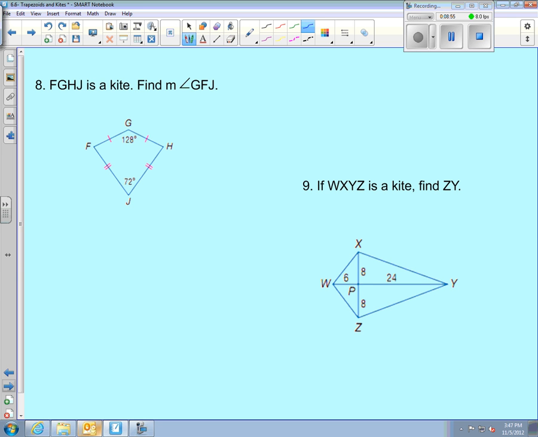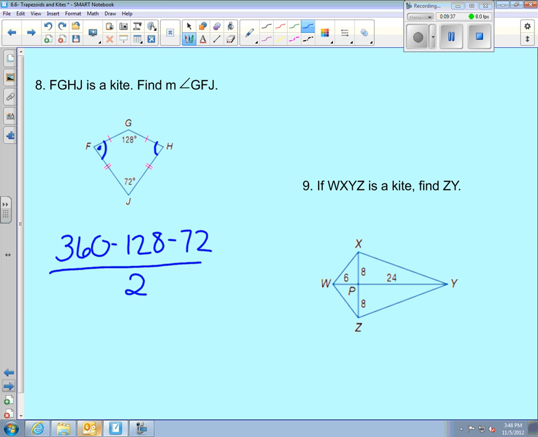All right, so let's take a moment to look at 8 and 9, and I'll just help you get them set up, and then they'll be for tomorrow. FGHJ is a kite. Find the measure of GFJ. GFJ is going to be my angle right here, which happens to be congruent with my other angle. All 4 of them are going to add up to 360, and then I'm going to subtract out what I know. What's left is angle F and angle H together, so I have to divide by 2. Do the calculations for tomorrow.